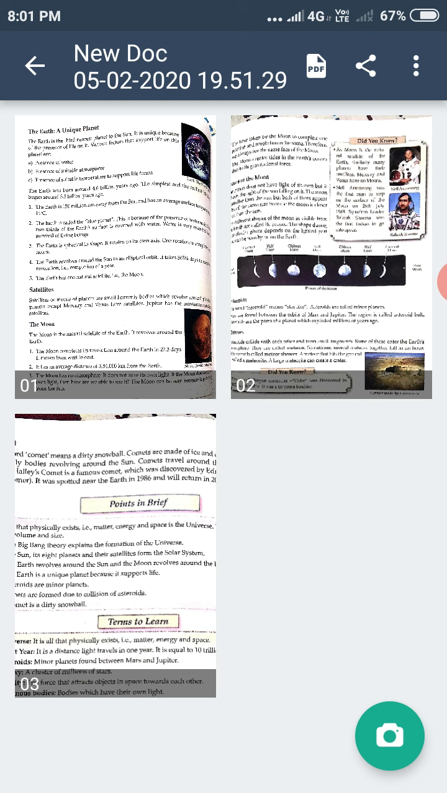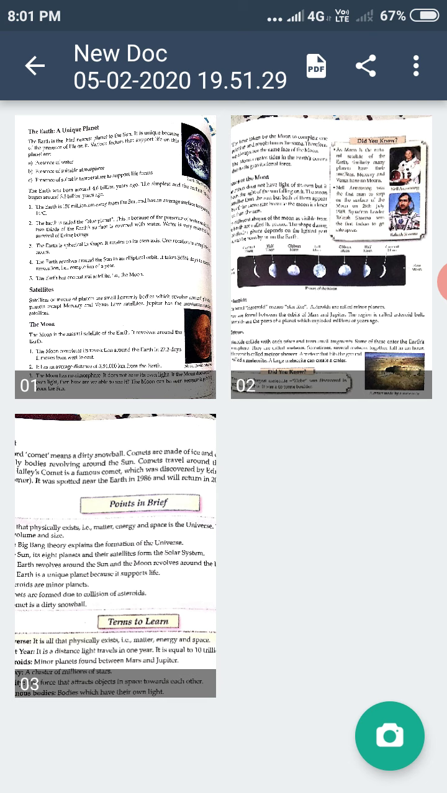And these asteroids are the parts of planets which exploded millions of years ago. Some planets exploded millions of years ago, like a bomb bursts, they burst like that. So these asteroids are the parts of those exploded planets.